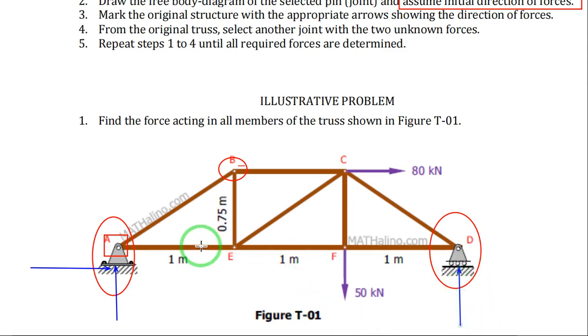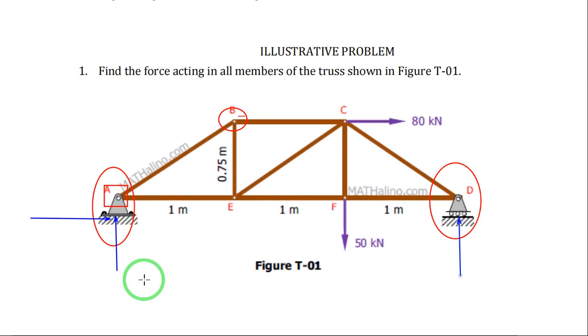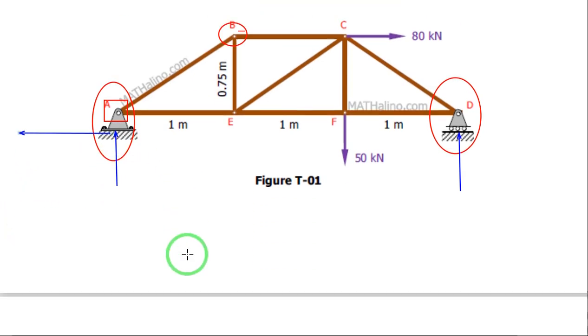Okay, now to start, you have to determine the reactions at each support. Based on the figure, you have only one horizontal force, which is 80 kilonewtons, that is going to the right. So the horizontal reaction at joint A, or pin A, or hinge A, should be opposite of the 80 kilonewton. So it should be to the left.